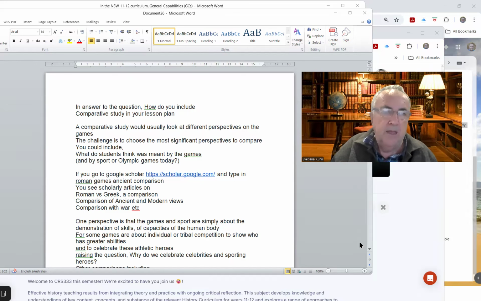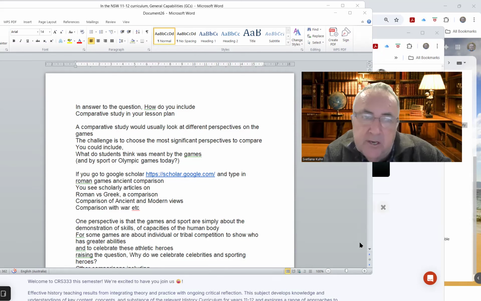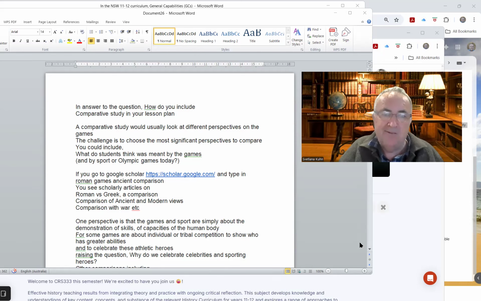In order to answer a question that a student might ask, how do you include a comparative study in your lesson plan? We could consider the Roman Games. Firstly, let's remember that a comparative study looks at different perspectives that are taken. The challenge is to choose significant perspectives and then to include them.